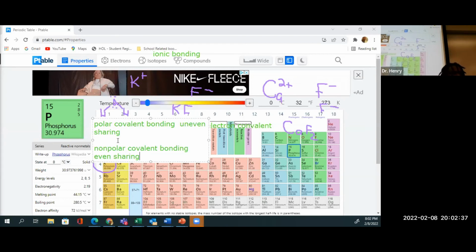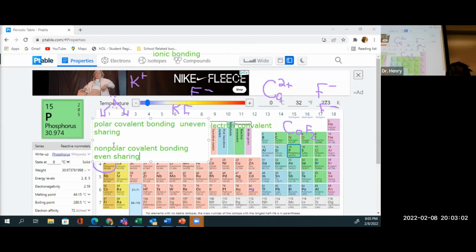Okay, so ionic bonding is what? It's between a metal and a non-metal, and it's also based on positive charge and negative charge. So it's give and take. That's an example of that give and take. One is giving up the electron, one is taking the electron.